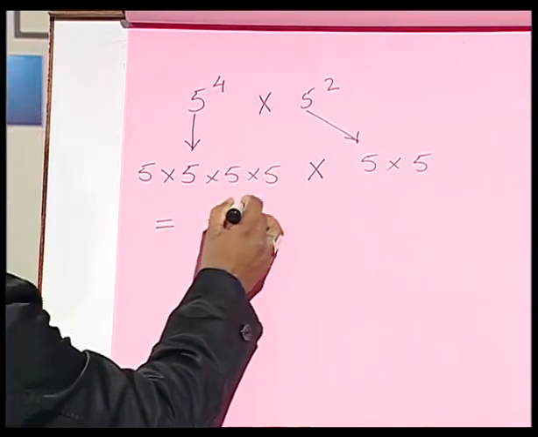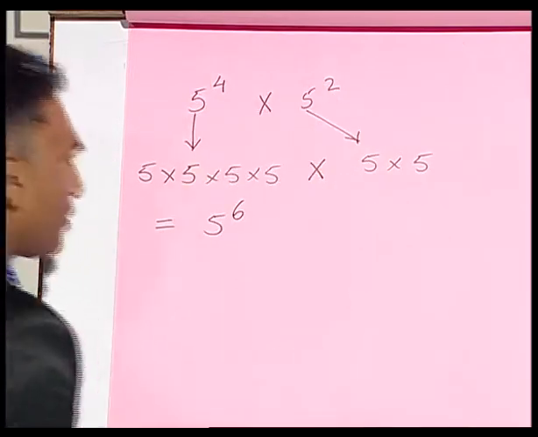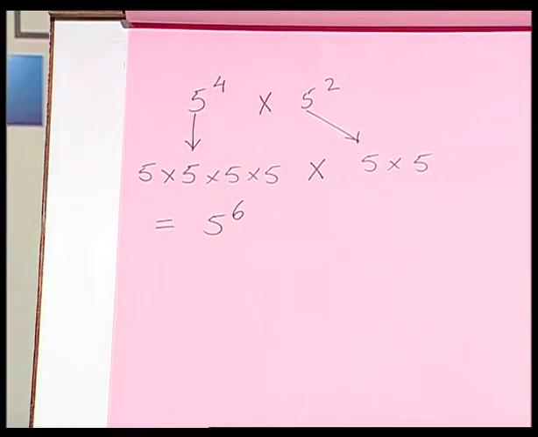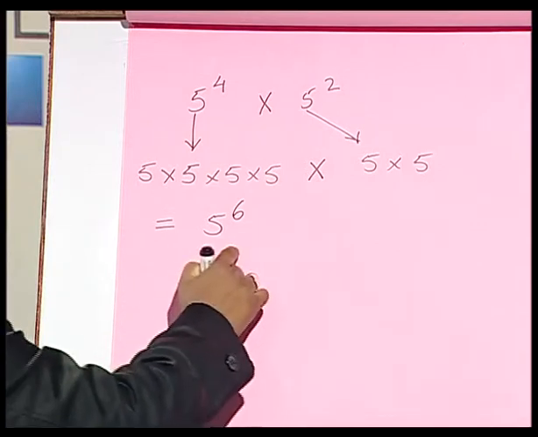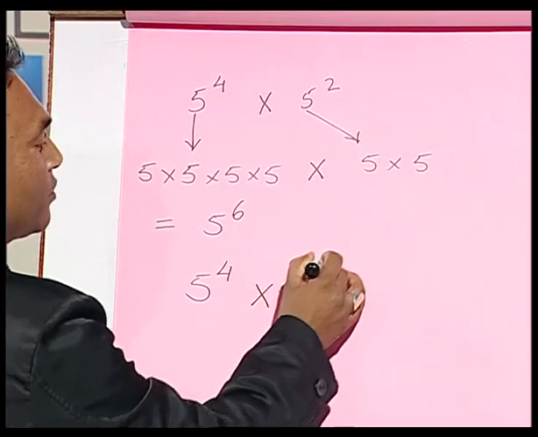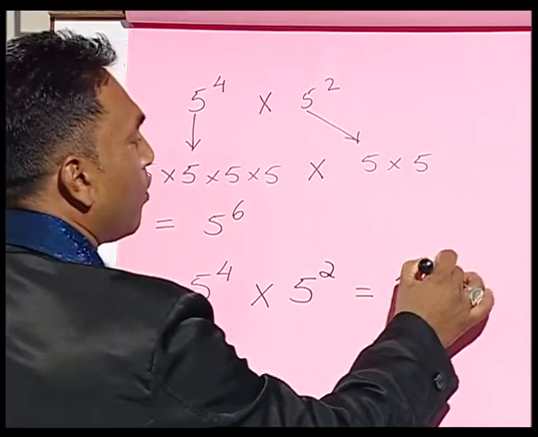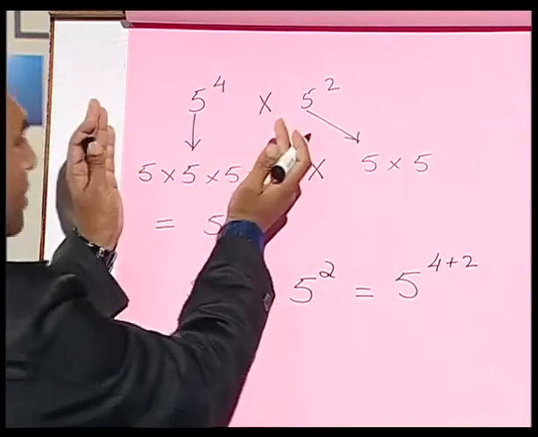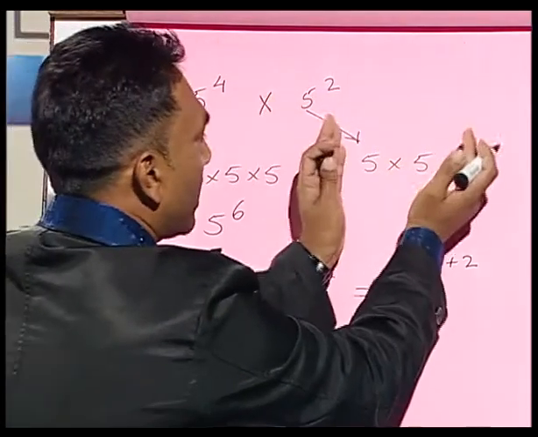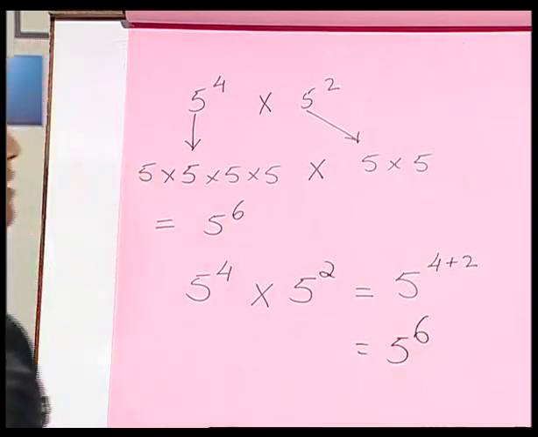So in index form, it is 5 raised to the power of 6. However, instead of writing these numbers in expanded form and then performing the multiplication, we can directly calculate the answer as 5 raised to the power of 4 multiplied by 5 raised to the power of 2 is equal to 5 raised to the power of 4 plus 2. That is, we have number 5, 4 times on the left-hand side, and number 5, 2 times on the right-hand side. If we put them together, we have 5 raised to the power of 6.